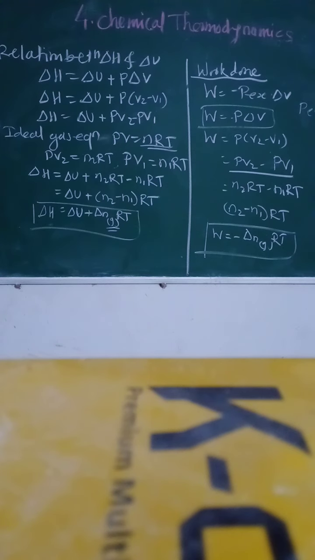Here there are two conditions. When n2 is greater than n1, delta n is positive and the work is negative, that is, work is done by the system. Then if n1 is greater than n2, delta n is negative and the work is positive, that is, work is done on the system. So when n2 is greater, work is done by the system; when n1 is greater, work is done on the system.